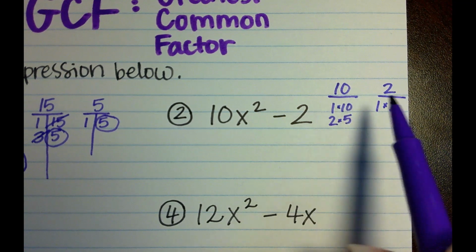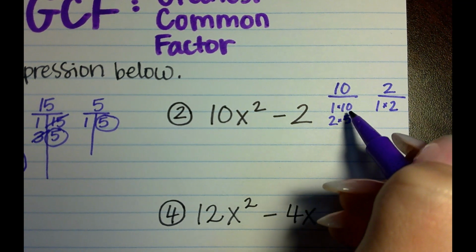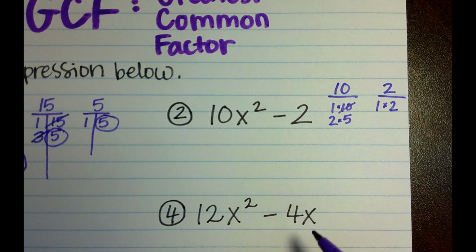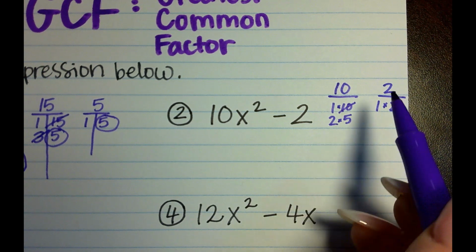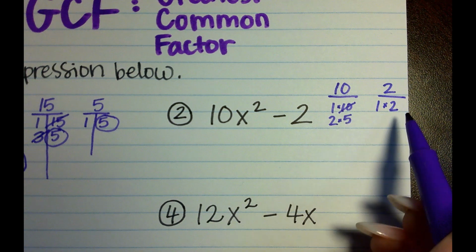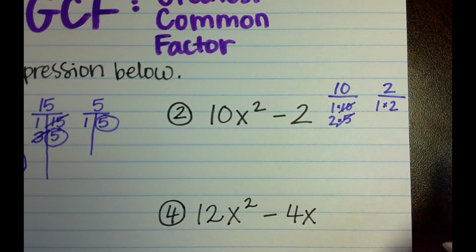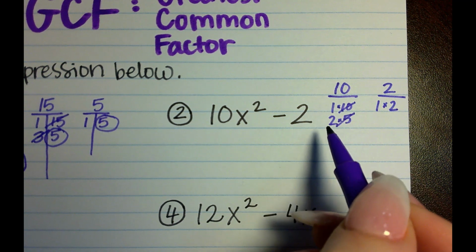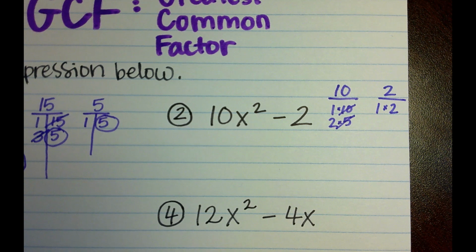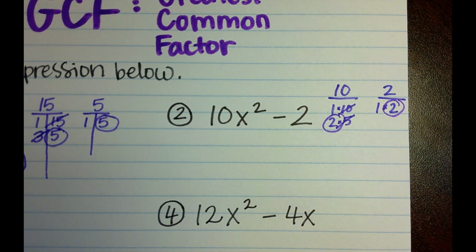So let's compare our list of numbers here. I don't have a 10 with my 2, do I? No. So let's cross that off. I know 10 is not going to be the greatest common factor. There's only a 5 under my 10. There's no 5 on the 2, so I'm going to cross my 5 off. That can't be the greatest common factor. Now I have 1 and 2, and I have 1 and 2. Which is my bigger number? 2.